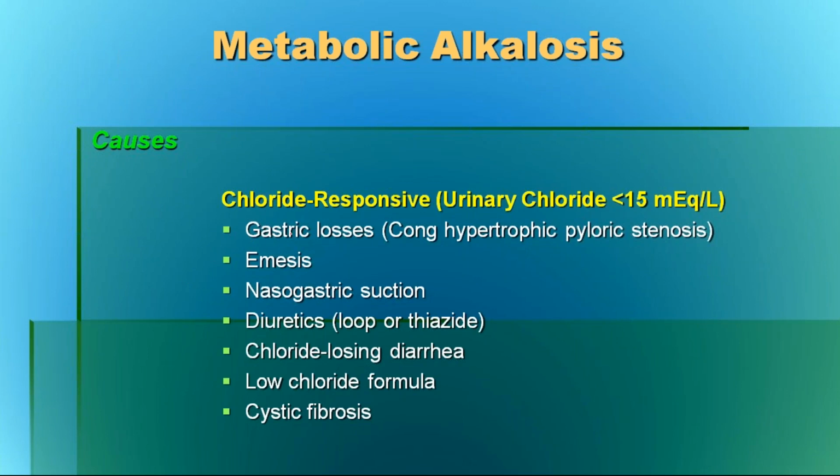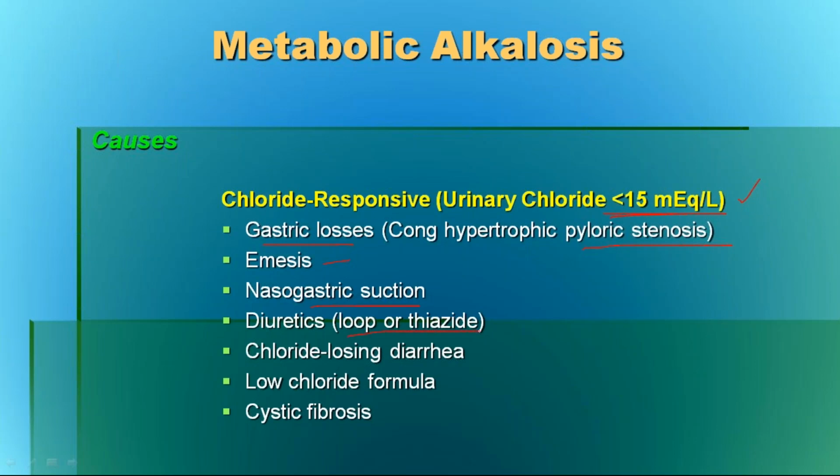So the first one, chloride responsive. Usually, how do you know it is? The urinary chloride is less than 15 milliequivalents. Such conditions are called chloride responsive. Examples are severe gastric losses. For example, in pyloric stenosis, or if you are aspirating, only gastric secretions are being aspirated. Severe emesis, vomiting, or gastric aspiration in preparation for surgery or whatever it is.